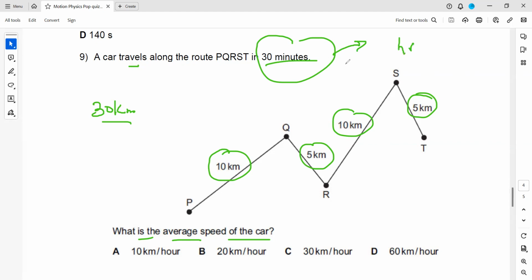So how to convert the minutes into hours? You have to divide by 60. So 30 minutes equals half an hour. So you will have 30 divided by 0.5, which equals 60 kilometer per hour. So option D will be the right answer.